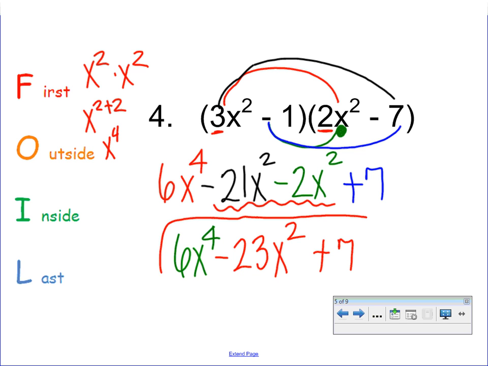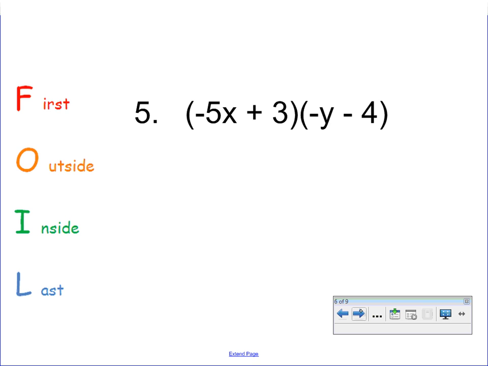I am finished. Again, you always want to make sure that your exponents are in decreasing order. That's making sure that your answer is in standard form. Okay, exponents in decreasing order.